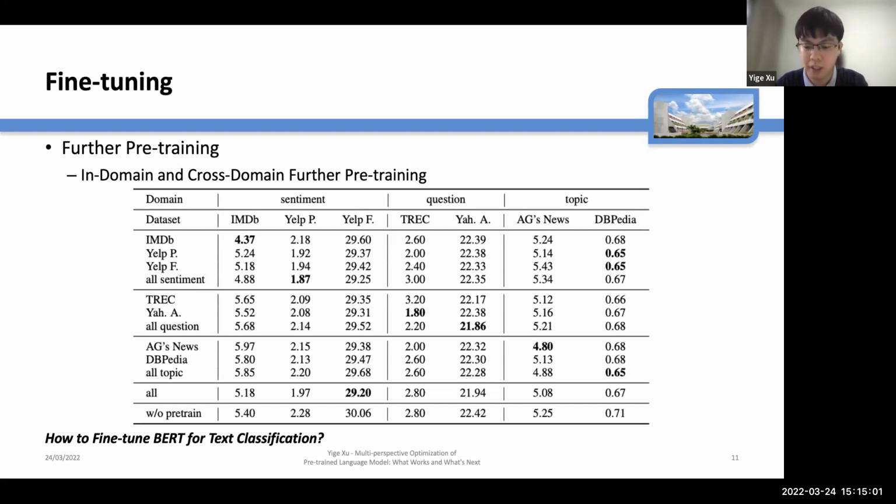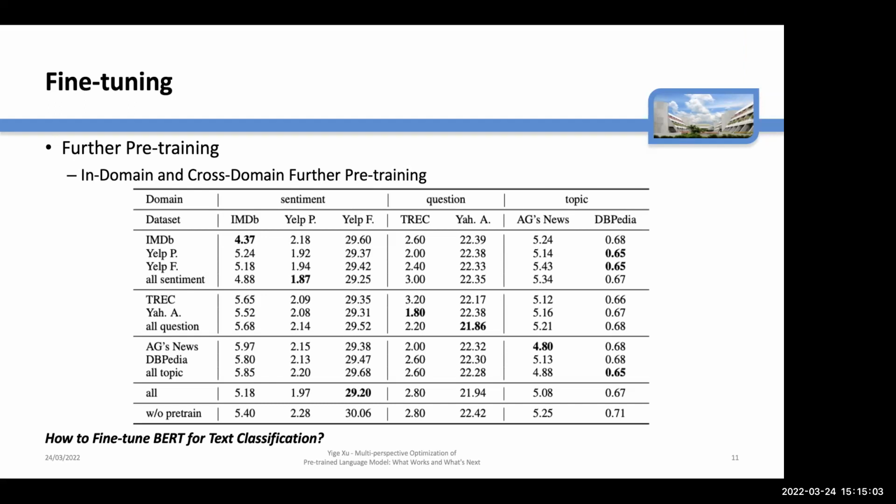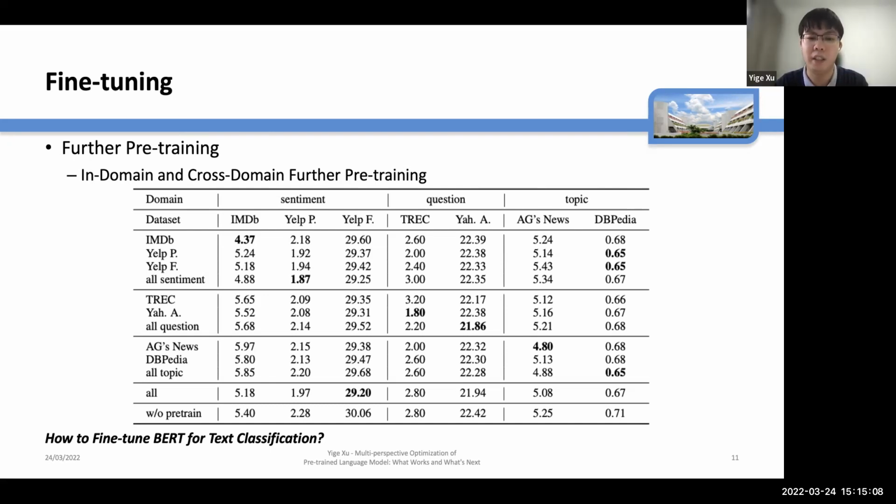Some obtain the best performance in the within-task pre-train, some obtain the best in the in-domain pre-train, and some obtain the best in the cross-domain pre-train. So all these results show that further pre-training is very useful to transfer knowledge from the source domain to the target tasks.